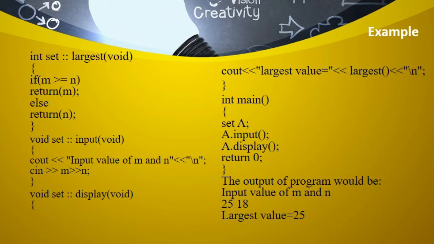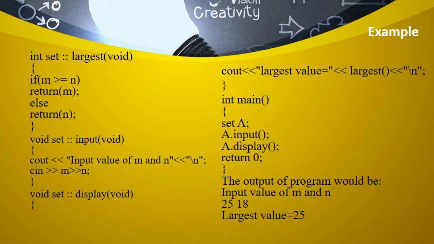So the control passes to the input member function. Inside the input member function, I have inserted the output statement. The statement input value of M and N is displayed because it is enclosed within double quotes. And the next statement is the input statement. So the input for the M and N variables will be given by the user. Once the function execution ends, it again returns to the main function.